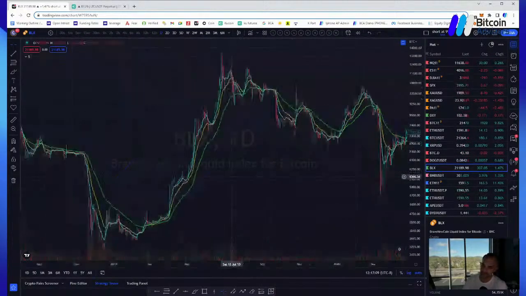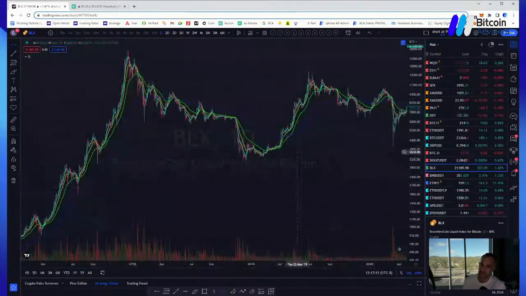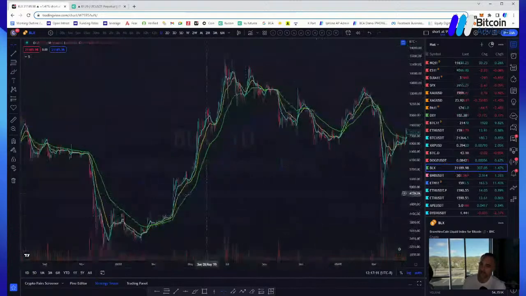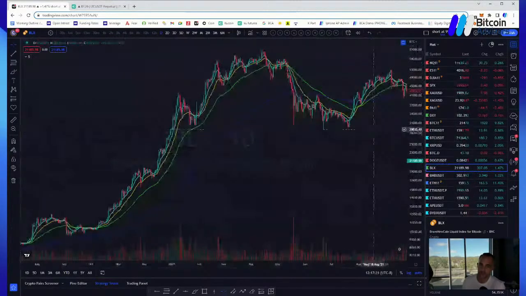The last one, which has not produced or fired off yet, and is kind of the last piece of the puzzle, is the golden cross. We have not gotten that golden cross yet.